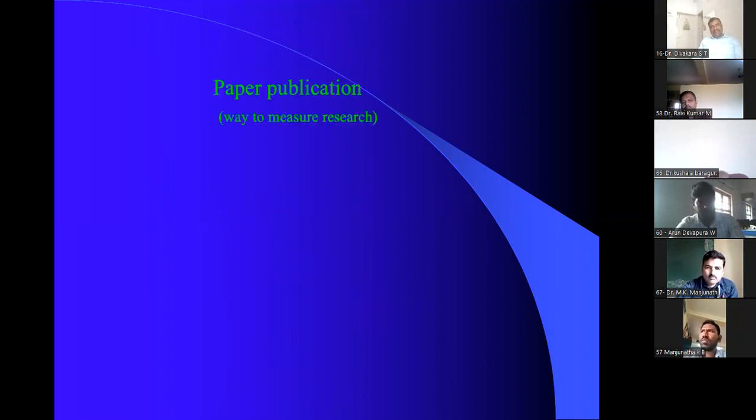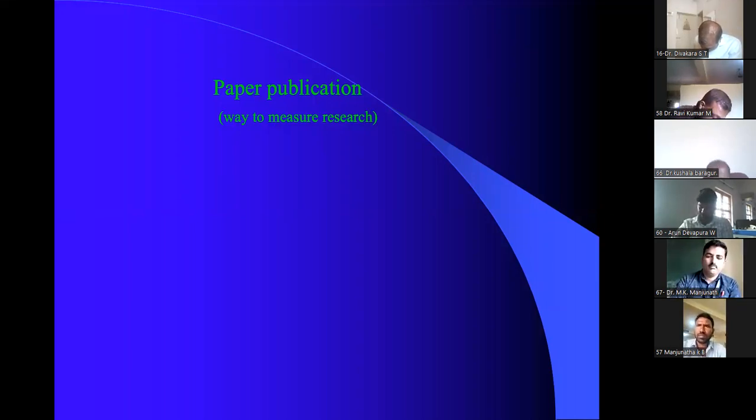So, paper publication. Why should we publish a paper? Because it is a way to measure research success. The more papers you published, quantitatively good enough work you have carried out, not necessarily quality-wise. The number of papers doesn't decide the quality, but it decides the quantity, the amount of work which you carried out. On the other hand, in which portal you have published it, in which journal, who are the editorial board members, who are the reviewers of those papers, their qualification, their personality decides the quality of your work.